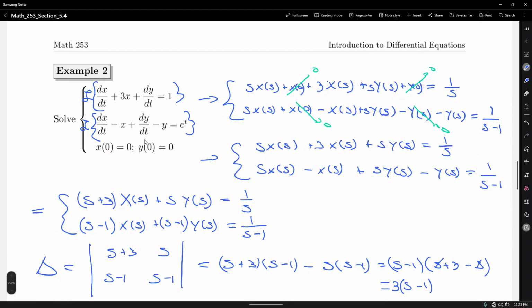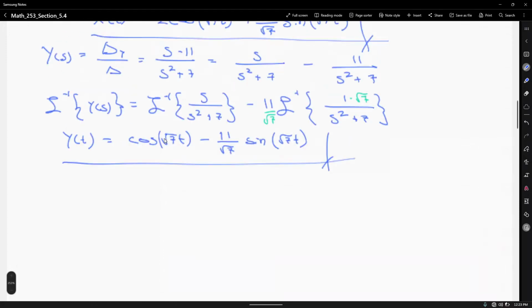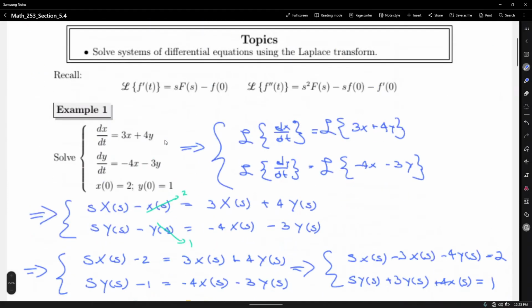Now, I would like you to compare the form of this example number two versus what we did in number one. So for number one, just to briefly recap, we solved a system which was very similar to what we did in the eigenvalues and eigenvectors method. That is some column vector containing the derivative of x with respect to t and the derivative of y with respect to t, and then just constant coefficients for x and y.